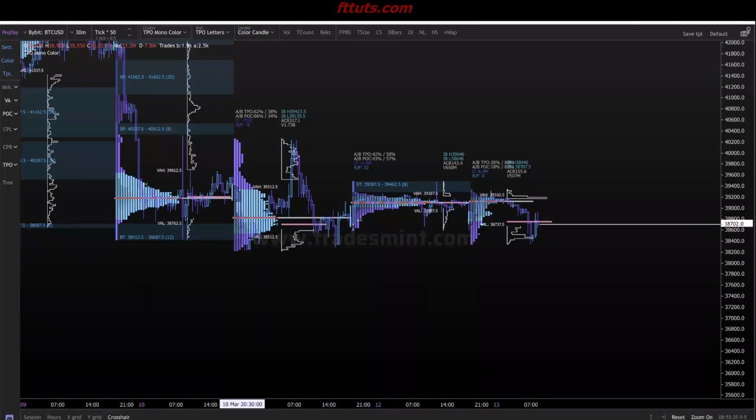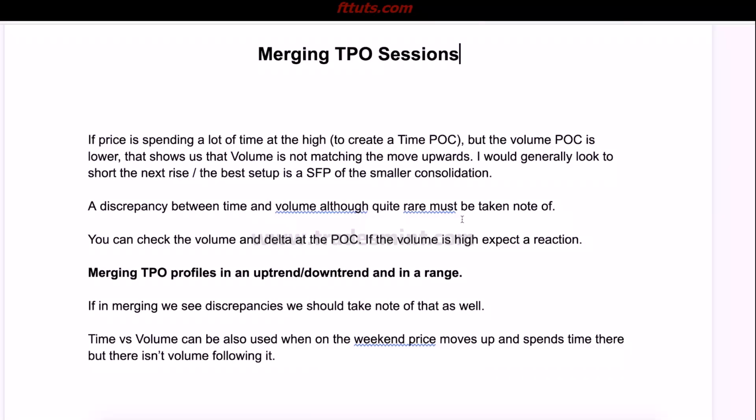Now, why would this be important for us? It's important because now we can really look at the discrepancies between time and volume. So let's say price is spending a lot of time at the high of a range to create a time point of control, but the volume point of control is at the low of the range. That shows us that the volume is not backing up that move to the upside. Generally, the way I would treat this is I would look to short the next move up because we know that the move up is not backed up by volume, or even look for a chickens drinking water, a swing failure pattern of a consolidation, right?